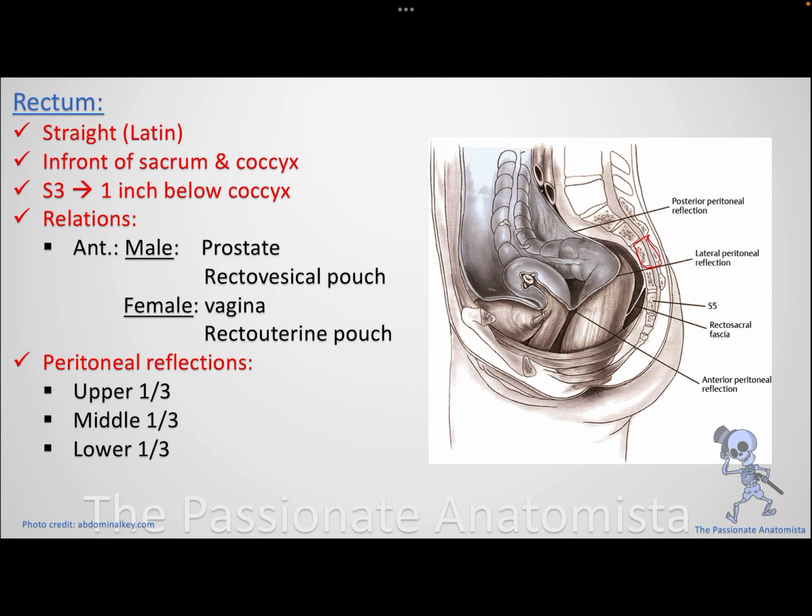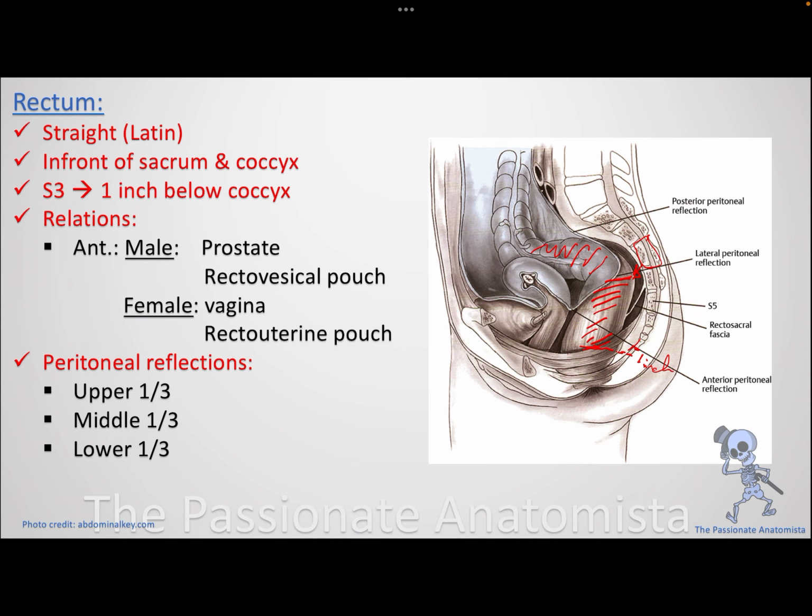So if that is my S3, it means here my rectum is going to start, roughly in that diagram. The sigmoid colon was above that, and the rectum starts here and goes all the way, ending 1 inch below the coccyx. So if that is my coccyx, then 1 inch below would be the end of the rectum. Why is the rectum important? Because it has important relations.